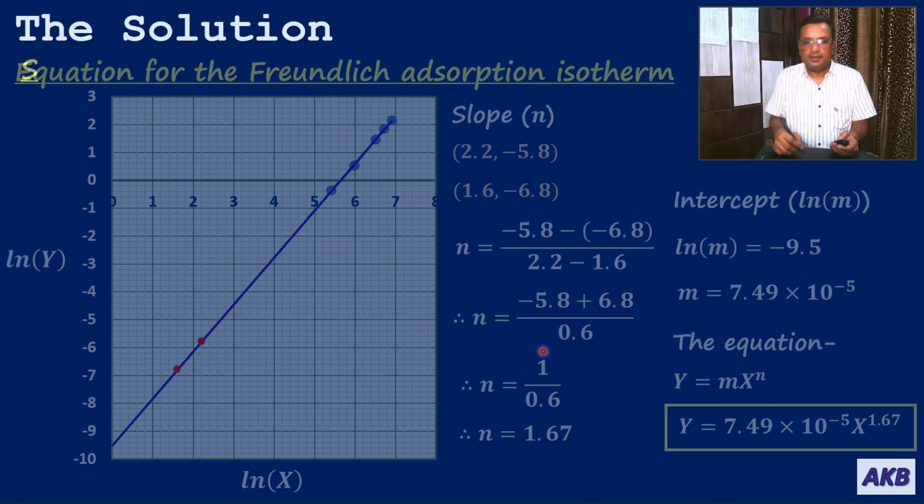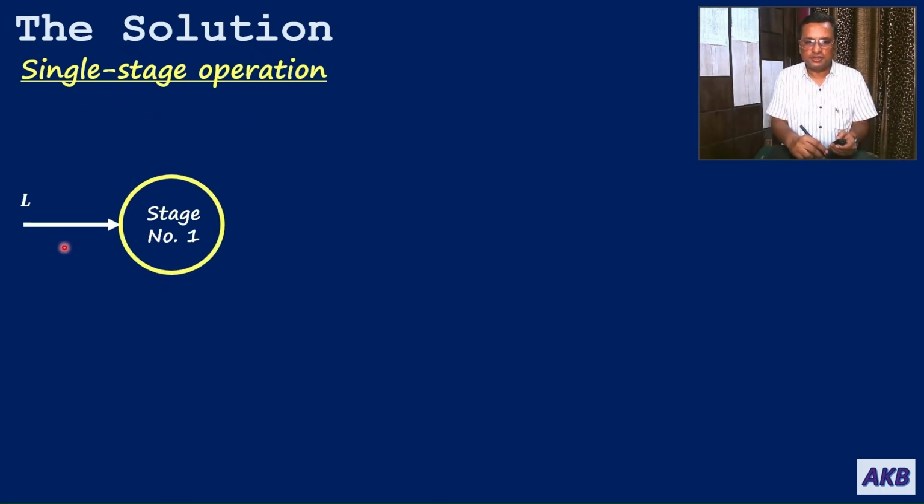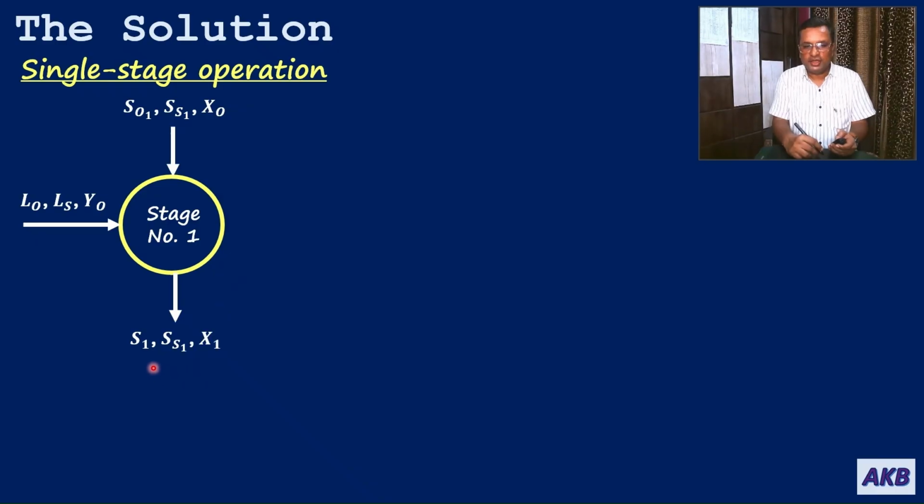So this is one thing. Now let us find out the quantity of adsorbent that is required in a single stage adsorption operation. So I will show you the operation. The feed is L0, Ls, capital Y0. The entering adsorbent is S01, SS1, X0. And the outgoing adsorbent phase is S1, SS1, capital X1. I have talked about it in my earlier discussions. The link to the playlist of all my video lectures on adsorption is available in the description section.